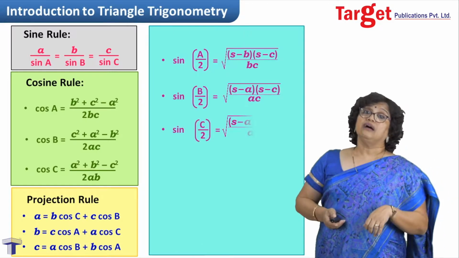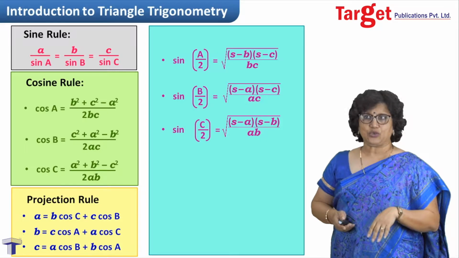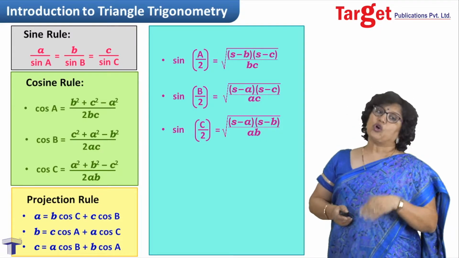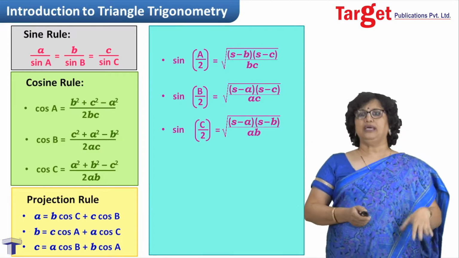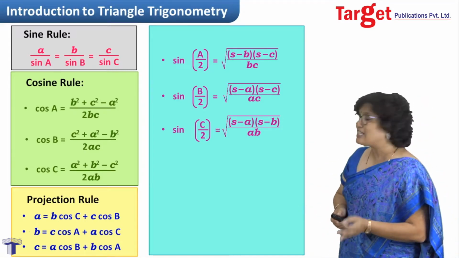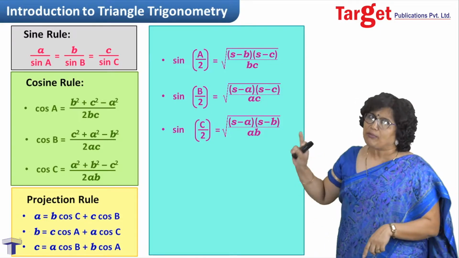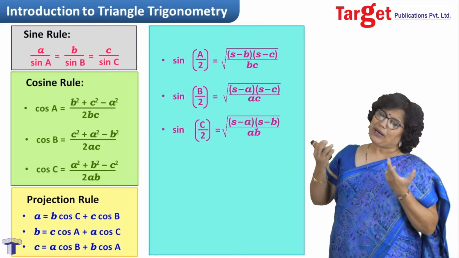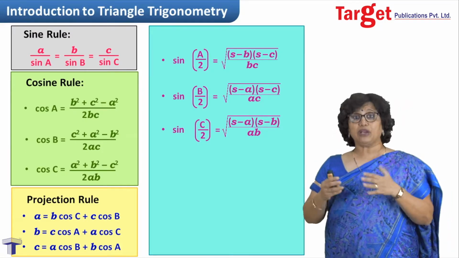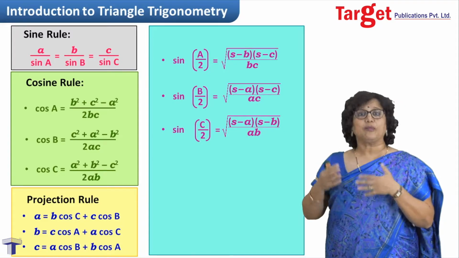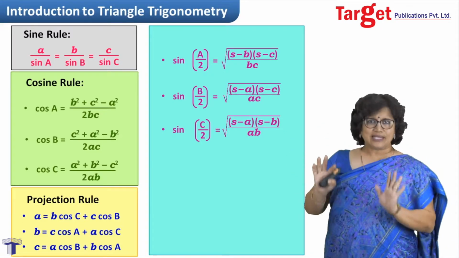Now, there are more sets where we have sin A by 2, sin B by 2, sin C by 2. And also we will have cos A by 2, cos B by 2, cos C by 2. Let us first concentrate on sin A by 2. Now, sin A by 2 is written as square root of (s minus b)(s minus c) upon bc. If you remember sin A by 2, you will be able to write sin B by 2 and sin C by 2 on your own without actually memorizing them. Let us not learn those formulae by heart. You can remember only sin A by 2.